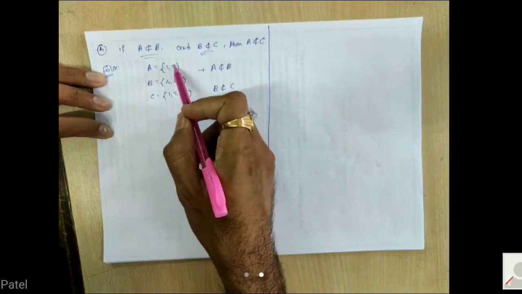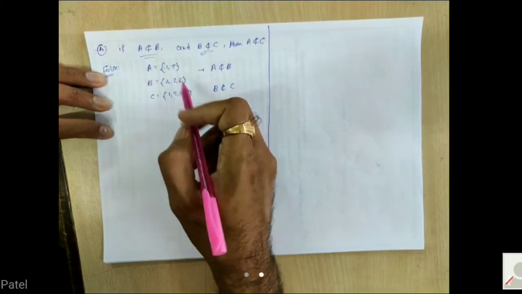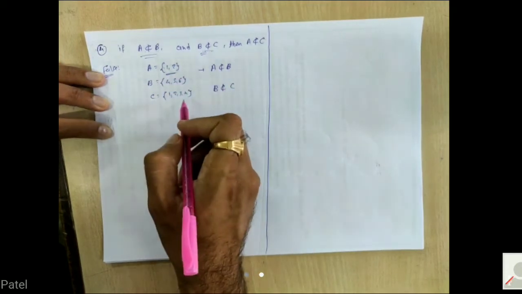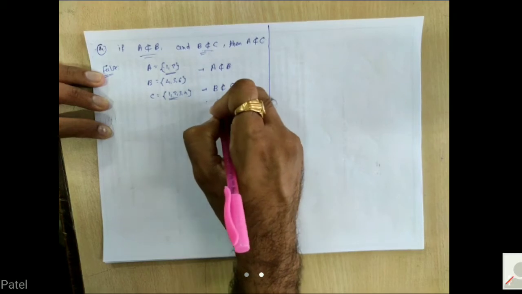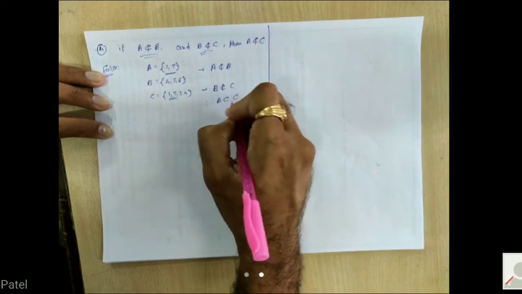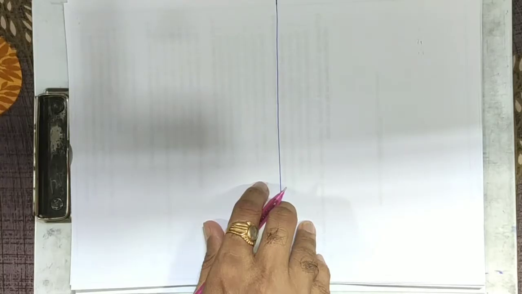देखो ऑल द एलिमेंट्स ऑफ सेट A आर द एलिमेंट्स ऑफ सेट C. है ना, ऑल द एलिमेंट्स ऑफ सेट A आर द एलिमेंट्स ऑफ सेट C. So here we can say that A is a subset of C. We are given that A is not a subset.